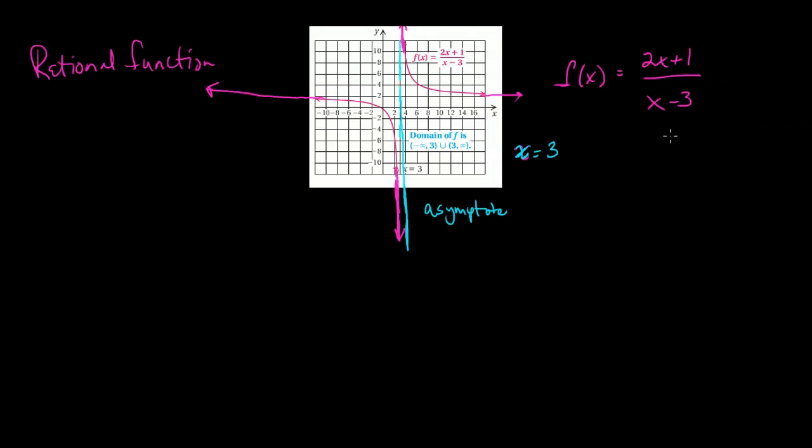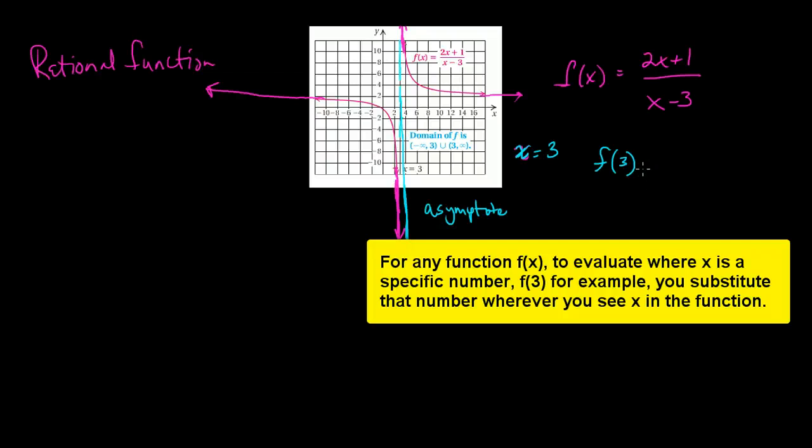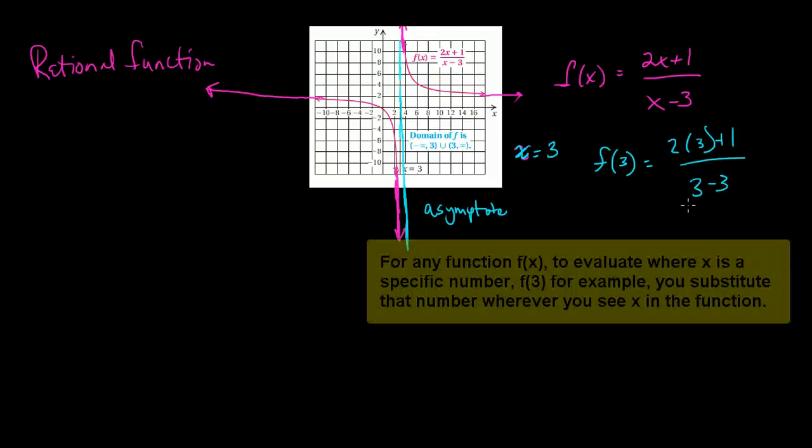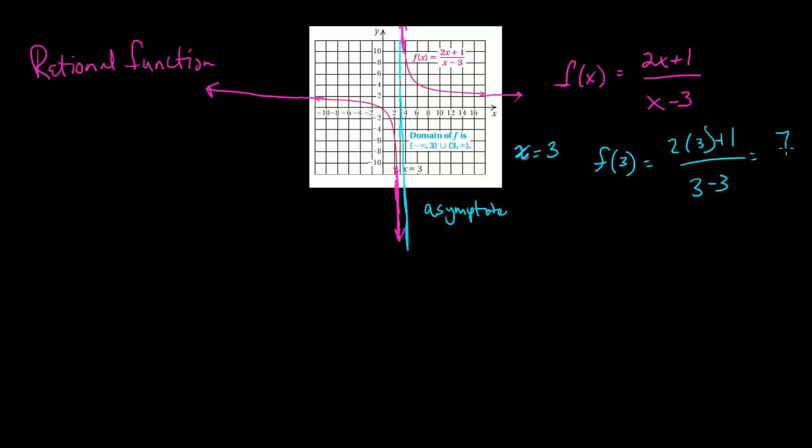What happens if x is 3? Let's suppose that we find the f of 3. Well, the f of 3 is 2 times 3 plus 1 over 3 minus 3, or 6 plus 1 is 7 over 0. And here is our problem. You see, you can't divide by 0. Dividing by 0 is essentially saying, what number can I multiply by 0 to get 7? And as you know, you can't do that.